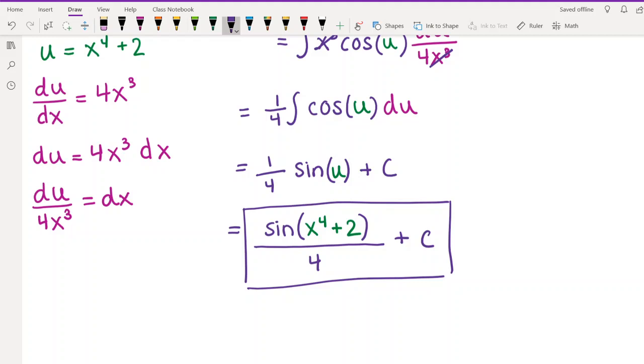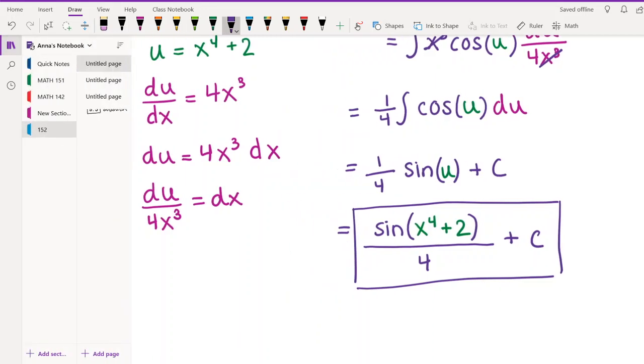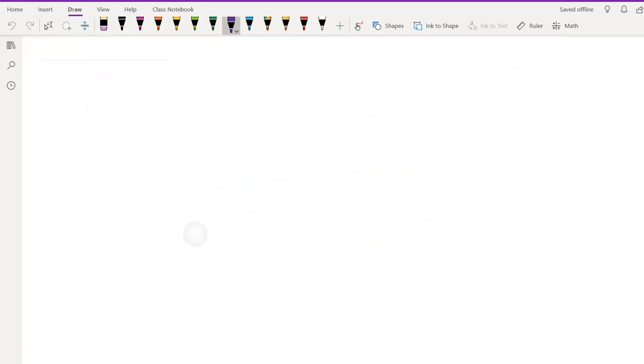Okay, so the next few examples we'll look at are going to be a little bit trickier or have some other kind of trick to them. So let's start with this next one. Let's start with the integral of tangent of x dx.